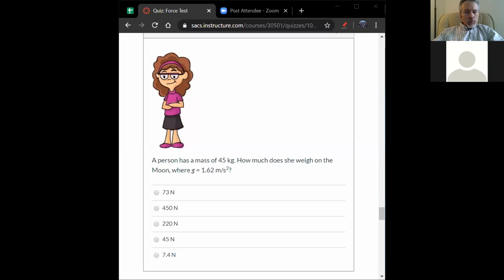Hey, Lita, do you want to share your screen with me? That way I can see the thing you need help with. Okay, so this problem here. Normally you use the equation FG equals m times 10, right? But this time it wants to know what she weighs on the moon. So instead of using 10 for g, what number are you going to use? 1.62. Right. So it's going to be m times 1.62 now instead.